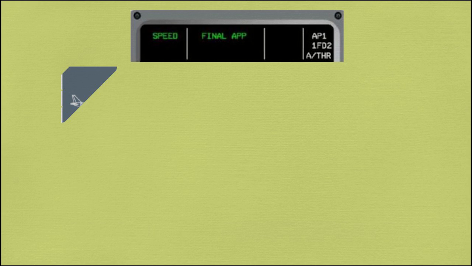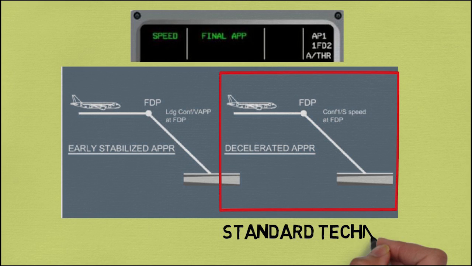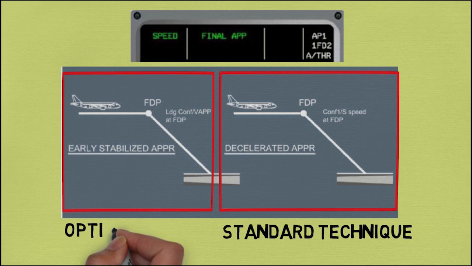So what to do for an RNAV approach? Well, the standard flying technique for flying an approach in final approach mode is to use the decelerated approach. However, under certain circumstances, crew may decide to fly an early stabilized approach.